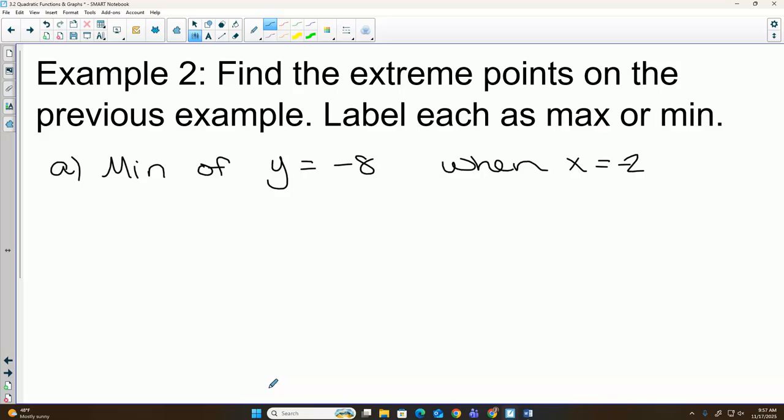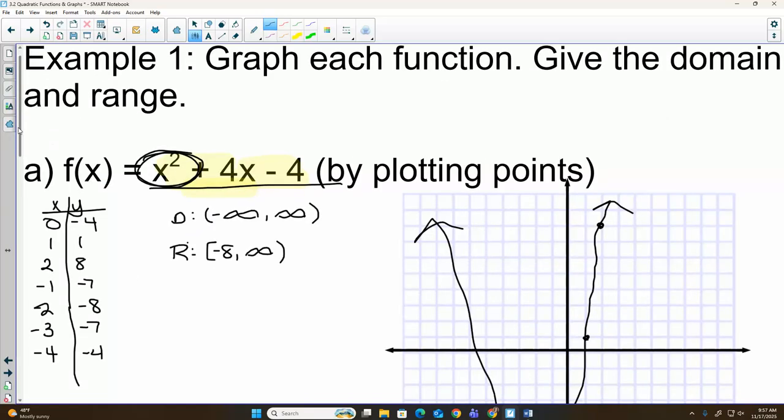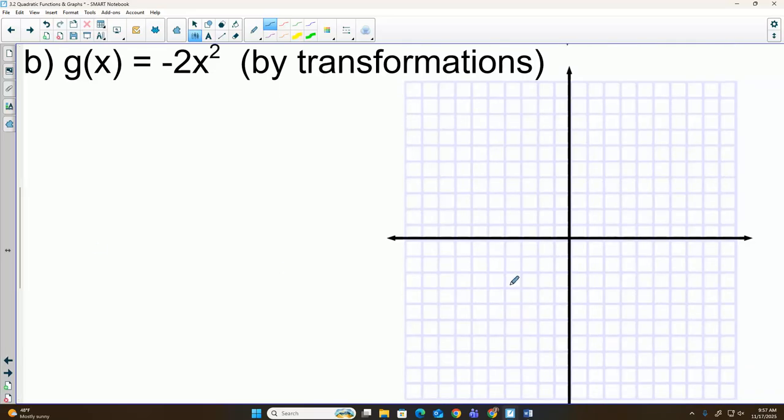All right. Let's graph some more of these. So for B, this one we could do transformations. Now, if I'm going to have you graph something by transformations, what do you think I expect you to do first?